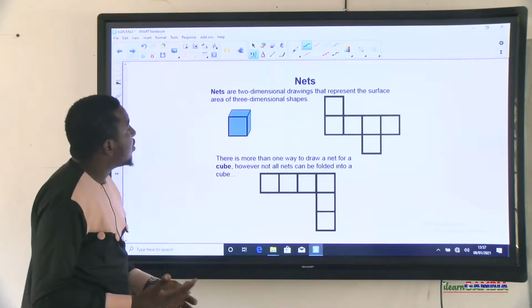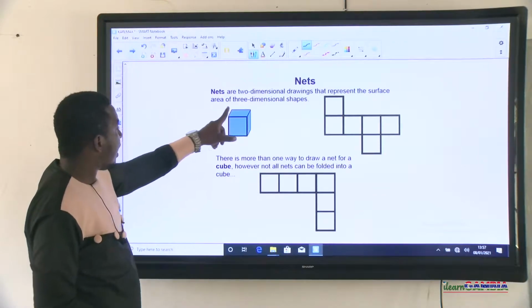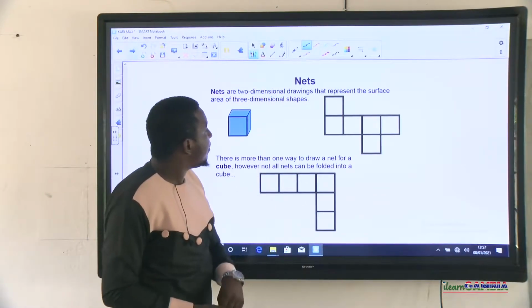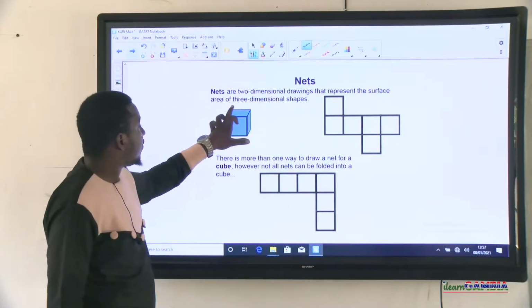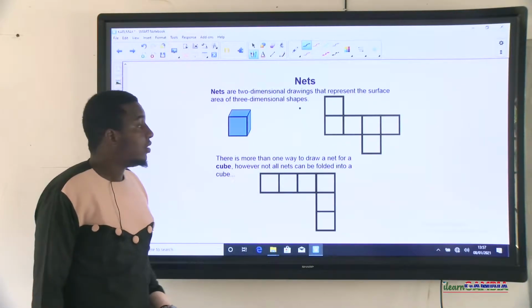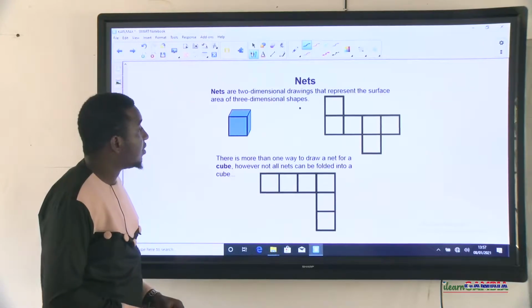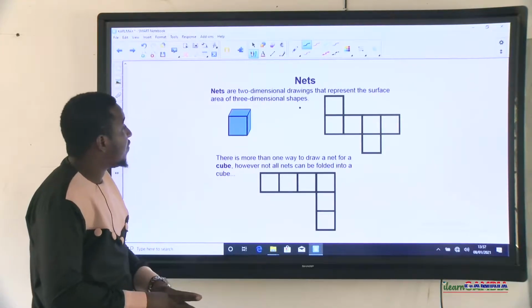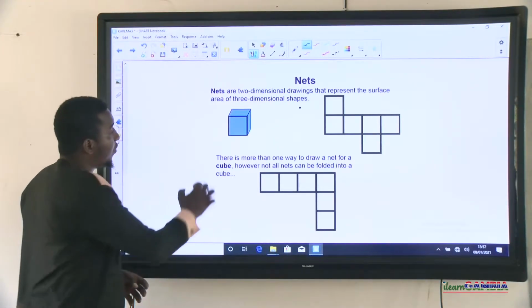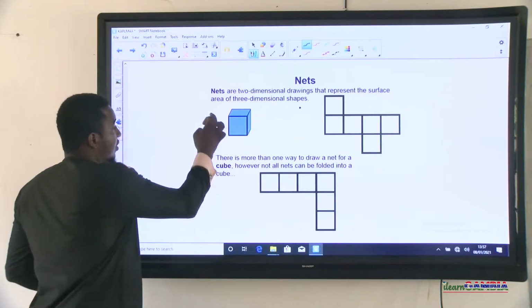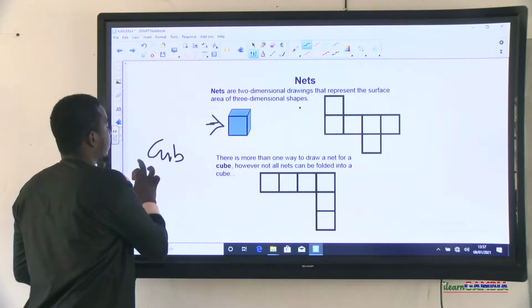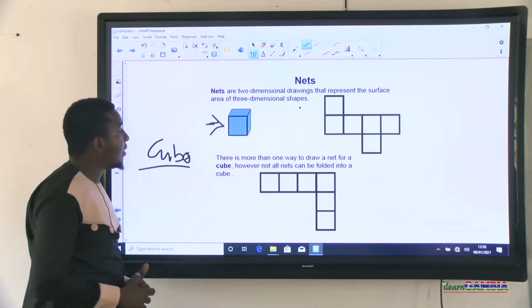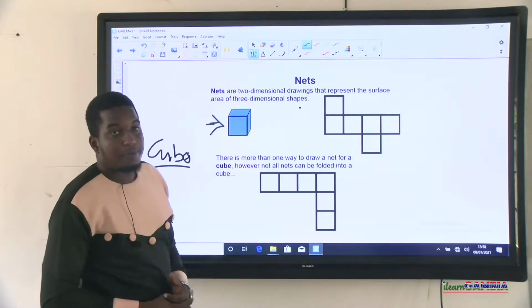Well, first we discuss nets. Nets are two-dimensional drawings that represent the surface of three-dimensional shapes. Now, if you look at this shape here, it represents a cube.